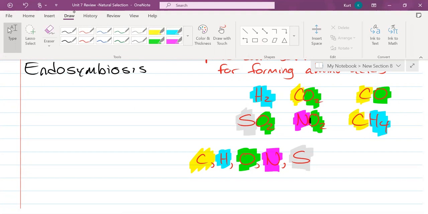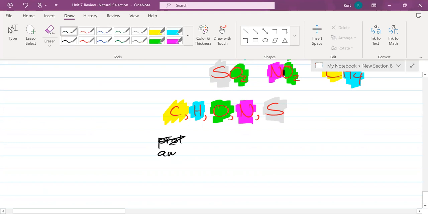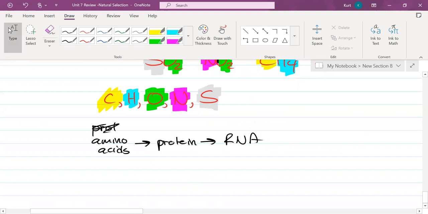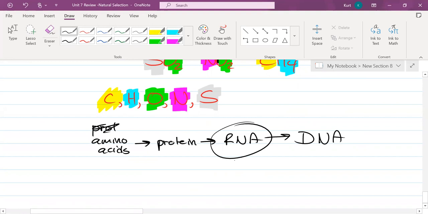Now, to continue on this, so first we have protein. Actually, first we had amino acids. And then that led to protein, or peptides, same thing. And then that led to RNA. This is the RNA world hypothesis, that the first nucleic acid on Earth was RNA, not DNA. And then RNA continued to evolve, and that formed DNA. But RNA is considered to be the first nucleic acid on Earth. RNA led to DNA, not the other way around.